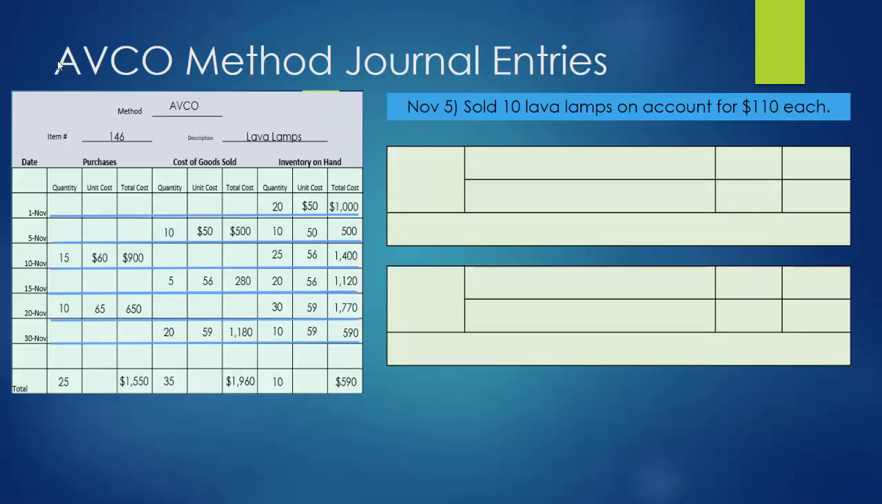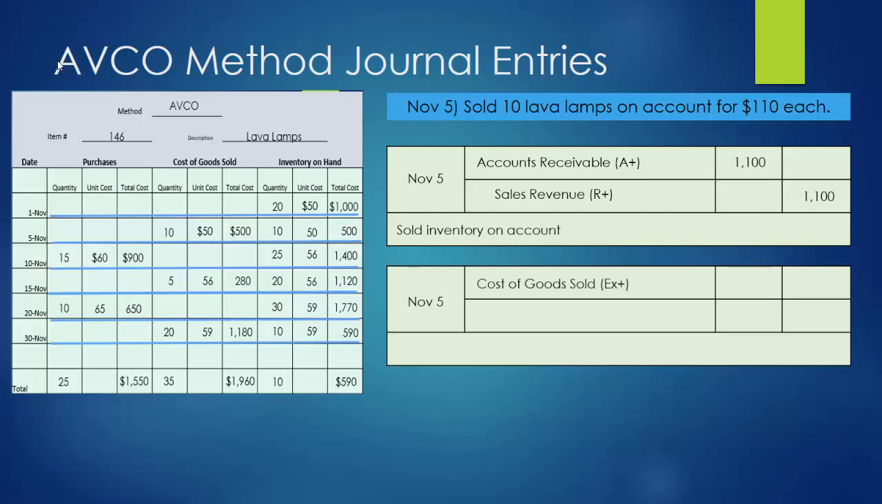For our entries, one more time through, on November 5th, we sold 10 lava lamps on account for $110 each. We're going to make the same entry we have been making. Debit to accounts receivable for $1,100. Credit to sales revenue for $1,100. We sold inventory on account. Also on November 5th, we're going to record our expense with a debit to cost of goods sold. We're going to go to our perpetual inventory record and figure out what our total cost was of that November 5th sale. It was $500, and we're going to decrease merchandise inventory by that same amount. We recorded COGS on sale.